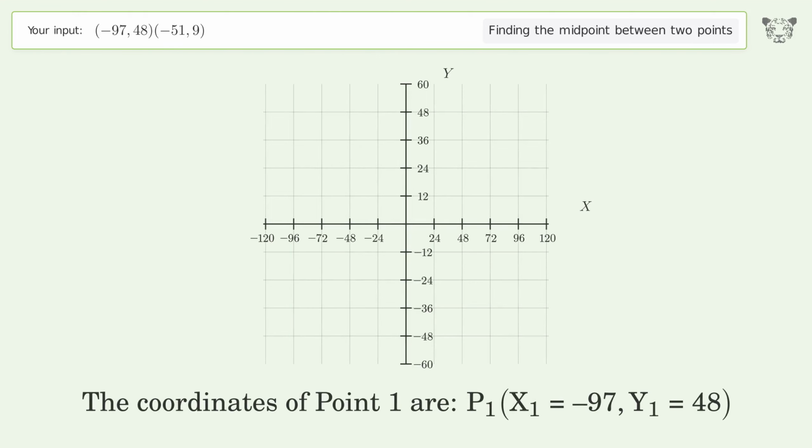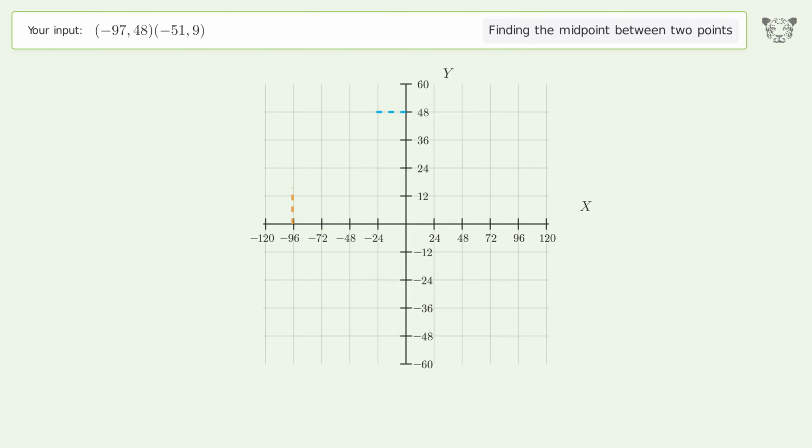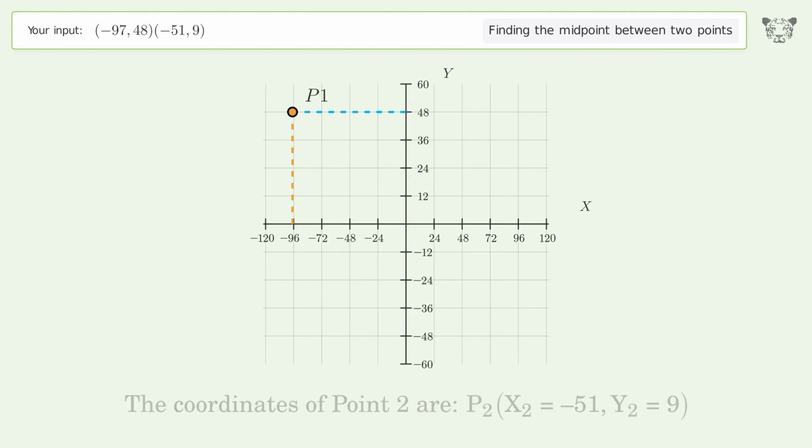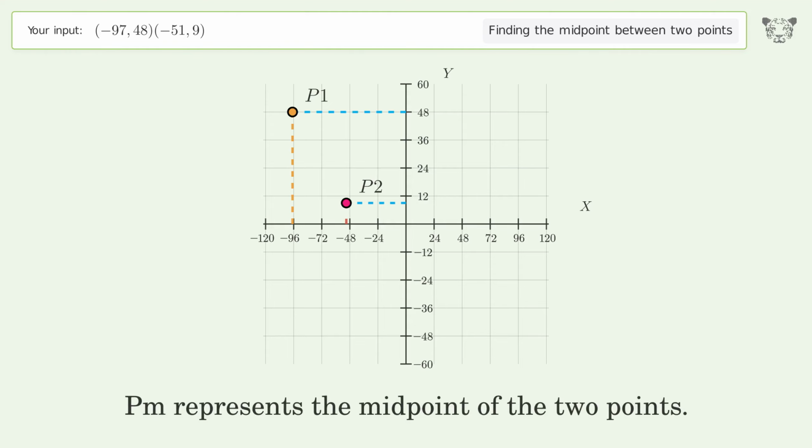The coordinates of point 1 are, x1 equals negative 97, y1 equals 48. The coordinates of point 2 are, x2 equals negative 51, y2 equals 9. PM represents the midpoint of the 2 points.